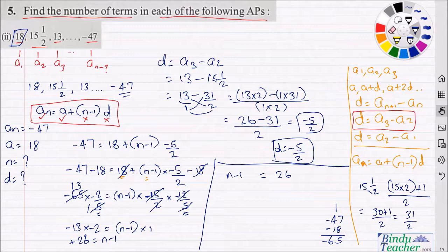Now we want to find the value of n, but we have minus 1 here. So how do we balance it? We will write plus 1. And whatever I did on the left hand side, I will repeat on the right hand side. So minus 1 and plus 1 will get cancelled out. We are left with n equal to 27. So with this, we can say that the number of terms in this arithmetic progression is 27.